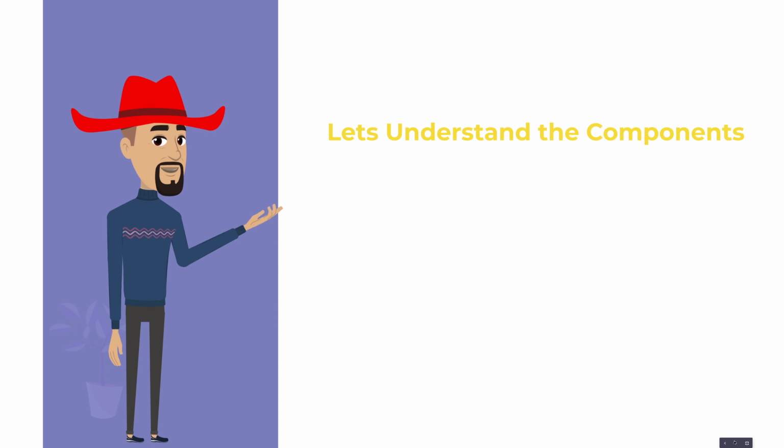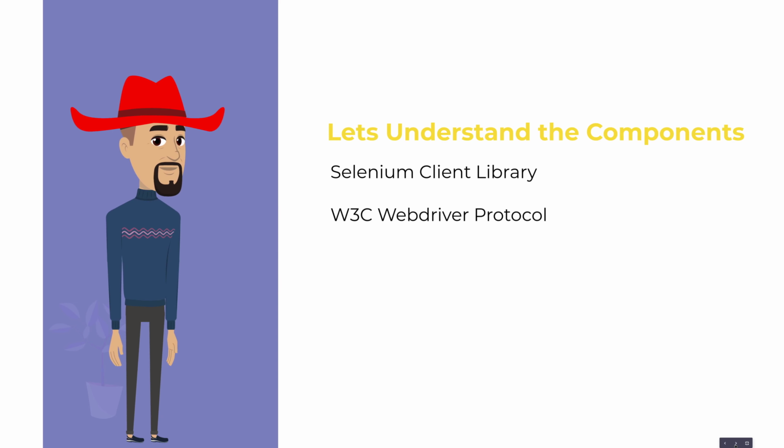The first component of Selenium WebDriver architecture is the Selenium client library. Second is the W3C WebDriver protocol, previously called the JSON wire protocol, or also called the W3C compliant WebDriver protocol. Then the browser drivers, which are nothing but browser specific implementations. We'll see this in detail, don't worry about it. Last are the browsers, your real browsers like Chrome, Firefox, Edge, and Safari. Now let's deep dive into more details about each of these components.